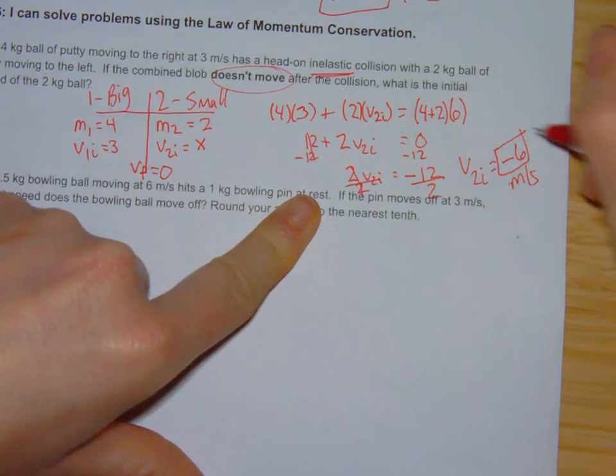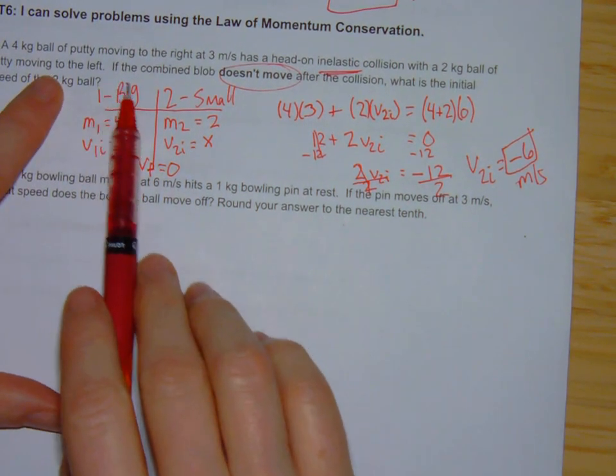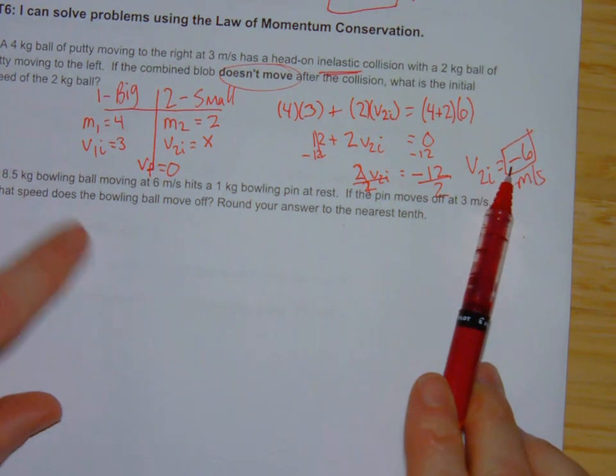It is really, really important not to ignore that negative. It just shows that the other ball was heading the opposite direction, because the bigger ball of putty was moving to the right, the little guy was moving to the left. That negative shows a different direction.